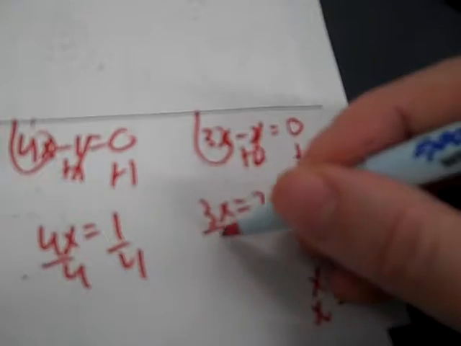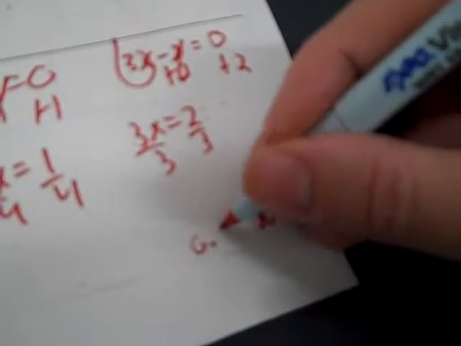So plus 1, 4 times x is 1. 1 divided by 4 is 0.25, okay? 3 times x equals 2. 2 divided by 3 is 0.6 repeating. Okay. Sorry, I can't really see that.